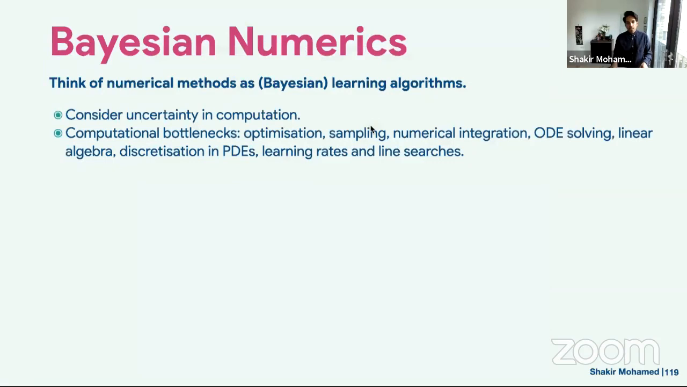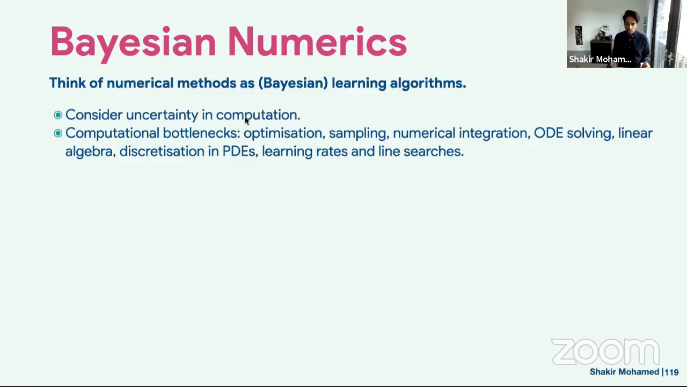The final one that I wanted to look at is this idea of Bayesian numerics, where we want to now think of numerical methods not just as numerical discrete things that we apply an optimization to, but we want to think of them themselves fundamentally as learning algorithms, and particularly as Bayesian learning algorithms. So again, this will allow us to say that computation is something that is uncertain.